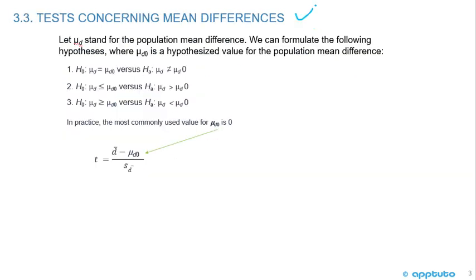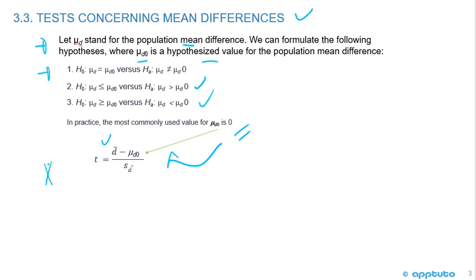Tests concerning mean differences. We're going to let mu d stand for the population mean difference. We can formulate the following hypothesis where mu d0 is a hypothesized value for the population mean difference. In practice, the most commonly used value for mu d0 is 0. So the three hypotheses are that it equals 0 or doesn't equal 0, a greater than 0 hypothesis, or a less than 0 hypothesis.